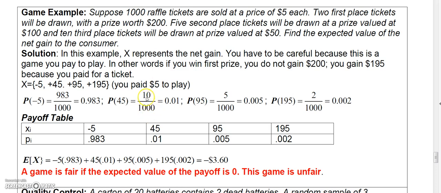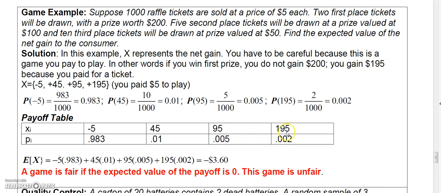Now, if you'll notice, there's going to be 10 plus 5 plus 2, that's 17 tickets that are going to win. And so the rest of them are going to lose $5. So let's count how many are going to lose. Take that 17, subtract it from 1,000, and you get 983 losing tickets. So the probability that you will lose $5 is 983 out of 1,000. So now we know you'll lose $5 with a probability of 0.983. You'll gain $45 with a probability of 0.01. You'll gain $95 with a probability of 0.005.